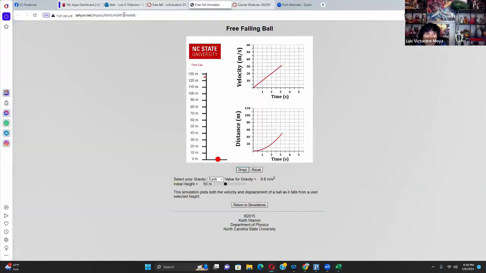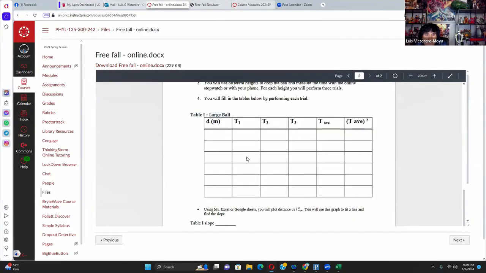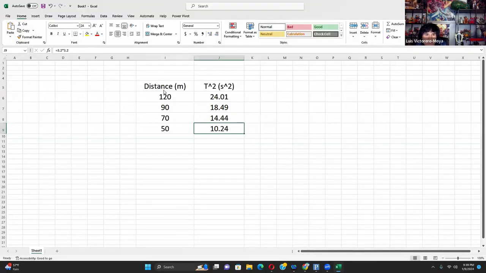Remember, I'm going to emphasize this again. In the lab, you will do 3 trials for each height. And then you will find the average and then you square the average. I'm doing it like that just to save time.